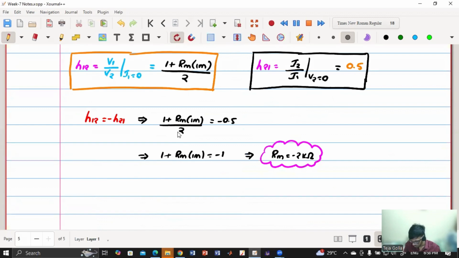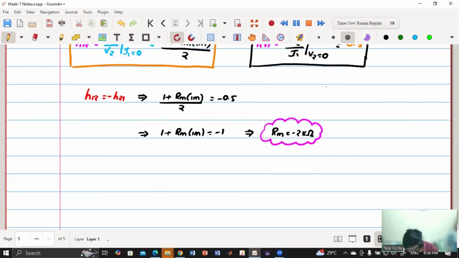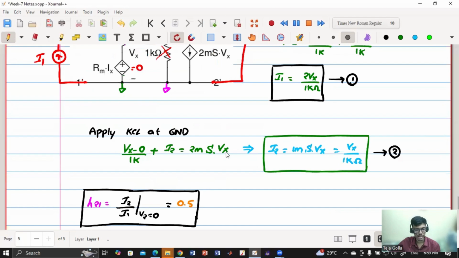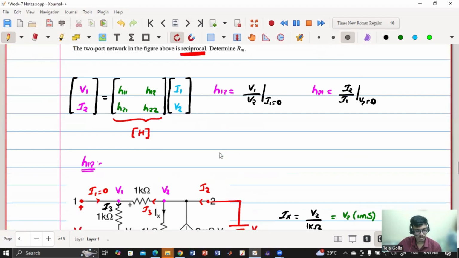Yes. So now they have asked for the H parameters, right? The second question. So I already got H21 is 0.5. Now, if we substitute Rm, or we already know H12 is minus H21, so I also got this parameter as minus 0.5. Now I have to find H11, and then I have to find H22.